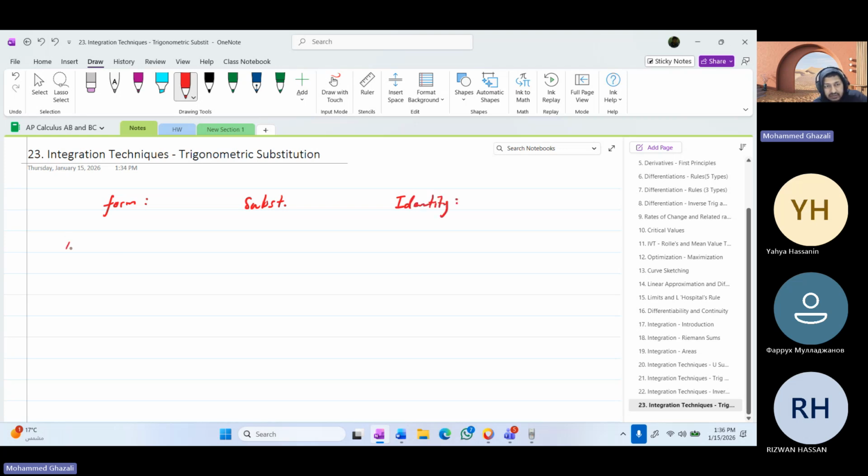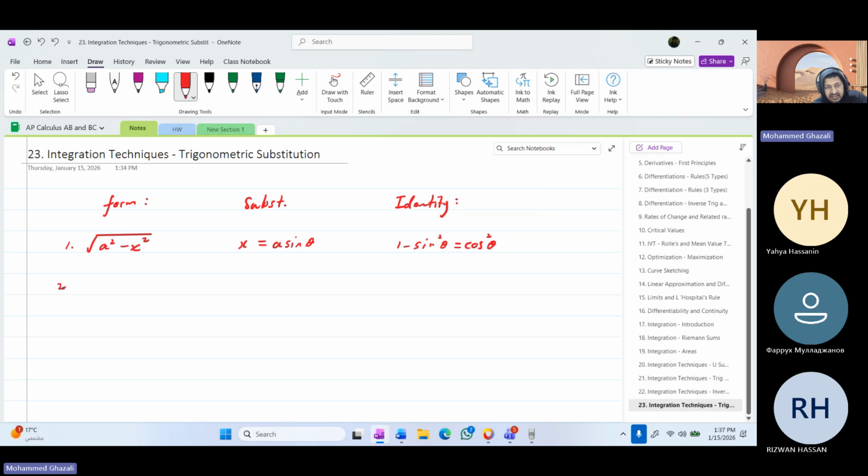So the first form is if you find any square root form with a squared minus x squared, we're going to use a trig substitution, which is x is equal to a sine theta. And the identity we will use is 1 minus sine squared theta is equal to cosine squared theta.